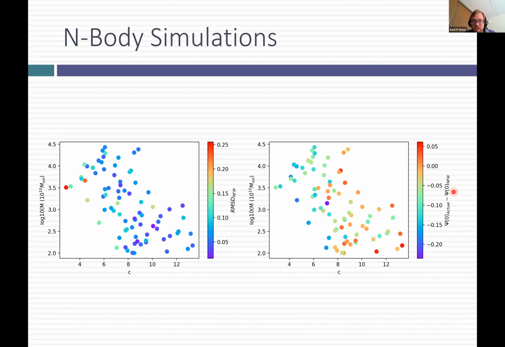And then on the right, we have the difference in the central potential between the NFW best fit and the actual halo. So you can see that generally there's quite a large amount of halos which don't have a significant deviation, but then especially as you get to lower concentrations, there are quite a few halos with a significant deviation. And so that's why it's important to do the comparison correctly.